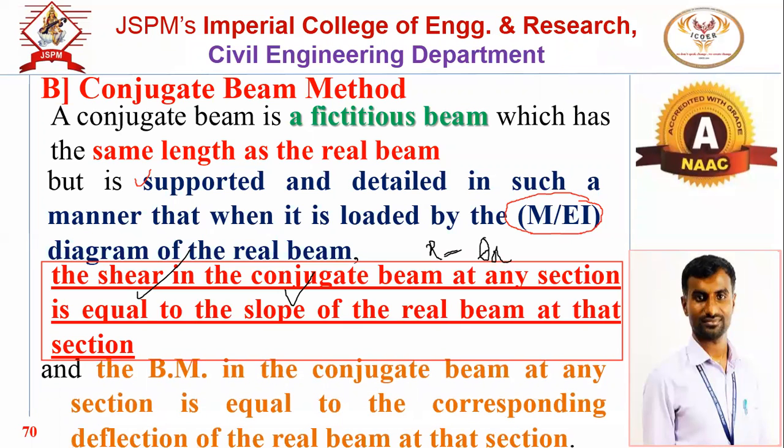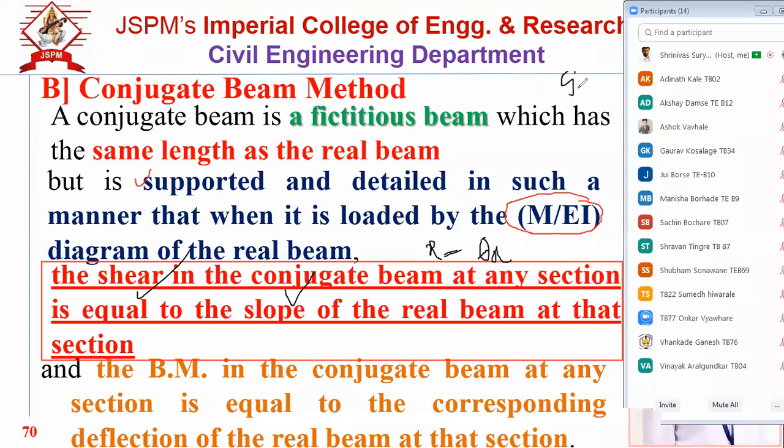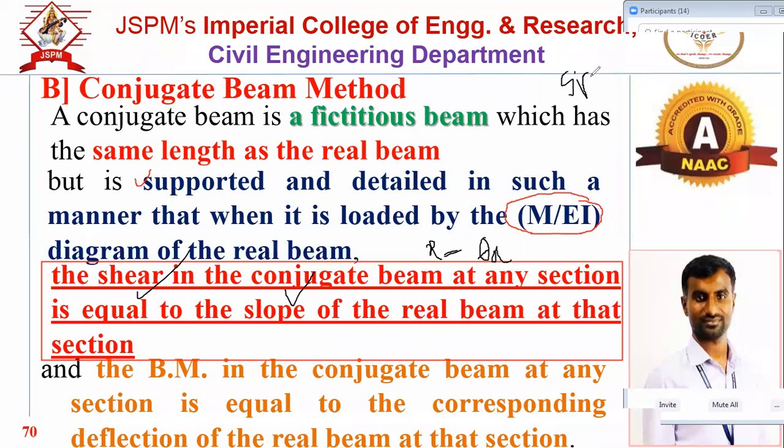Then for the deflection, find out the bending moment in the conjugate beam at a section, which is equal to the corresponding deflection of the real beam at that section. In short, find out the shear force in the conjugate beam, you will get the slope. Find out the bending moment in the conjugate beam, we will get the deflection.